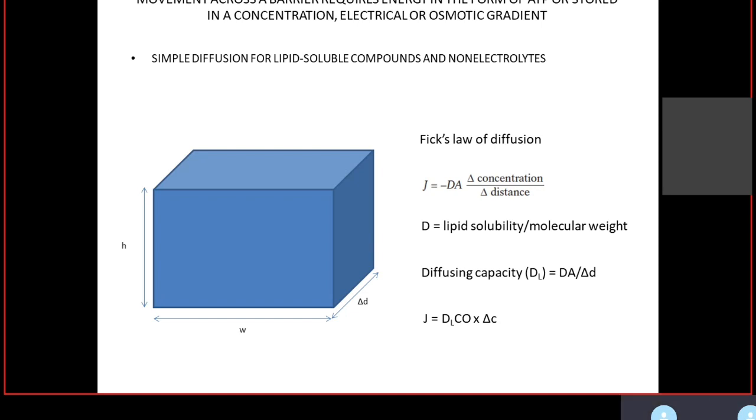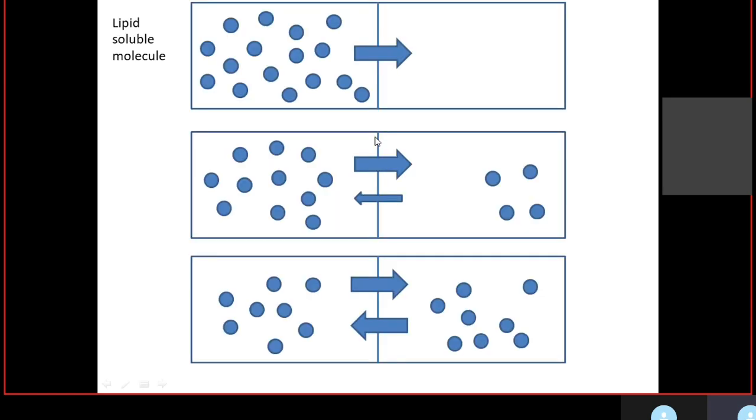Great. So this principle is super important. These are the principles that guide how fast lipid soluble compounds or non-electrolytes move through a barrier, and they use simple diffusion. All right.